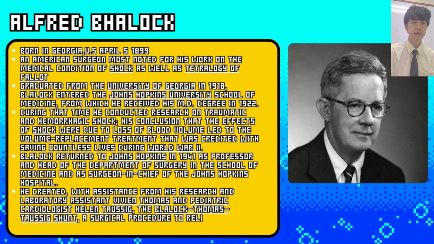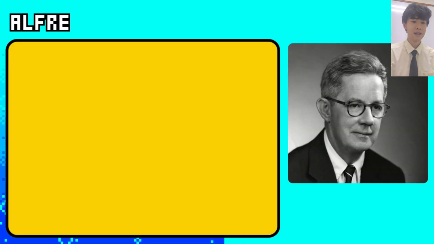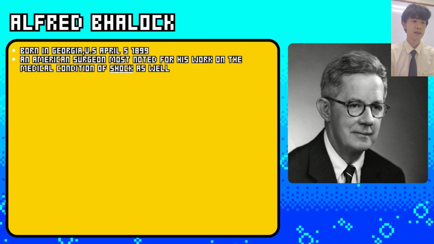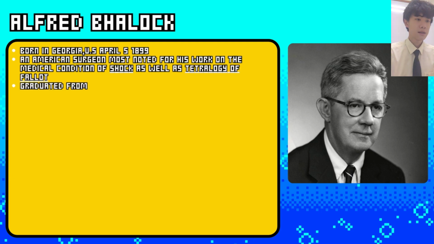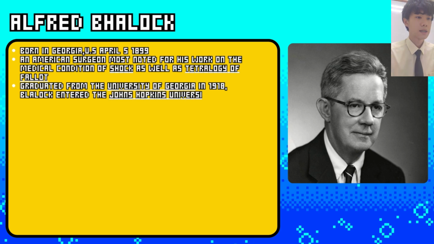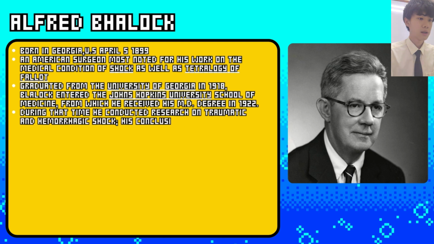At that time, he also had a partner called Vivian Thomas. Their story is quite interesting. You can search for Alfred Blalock and Thomas. With the assistance of his research and laboratory assistant Vivian Thomas and pediatric cardiologist Helen Taussig, the Blalock-Thomas-Taussig shunt was developed, a surgical procedure to relieve the cyanosis from TOF.